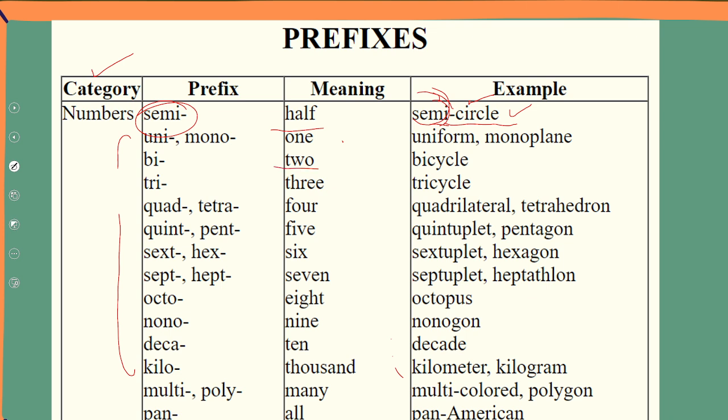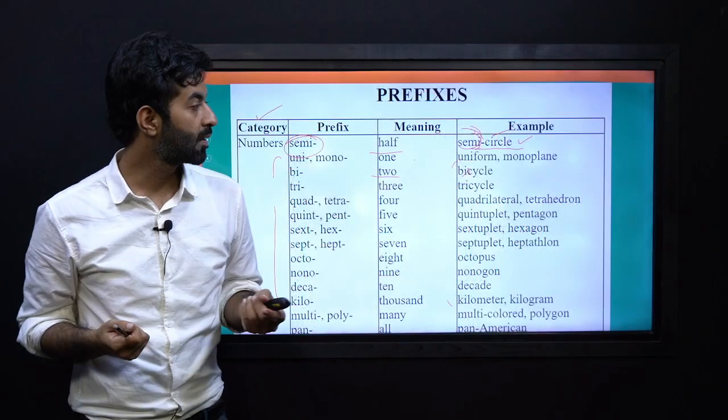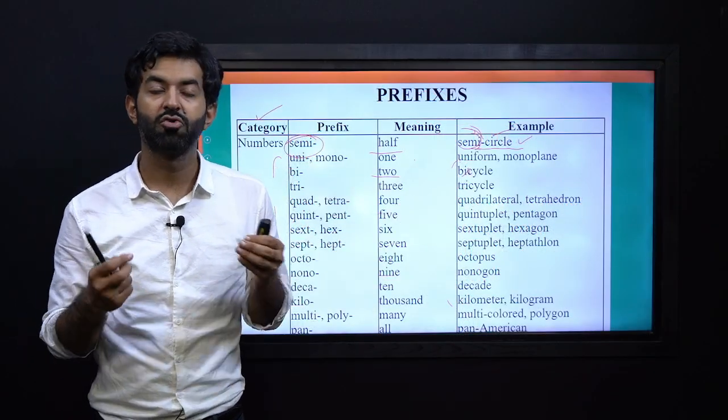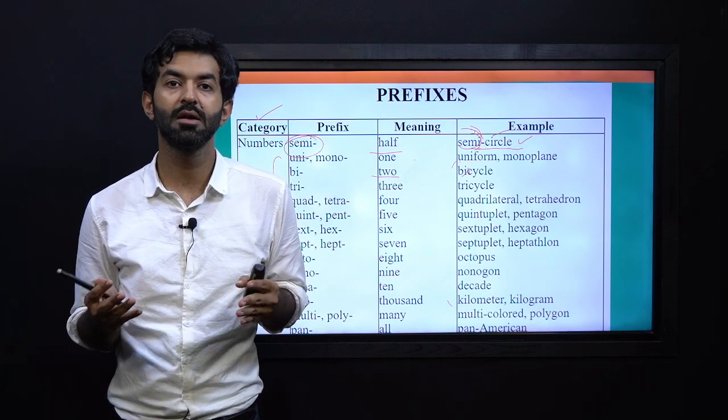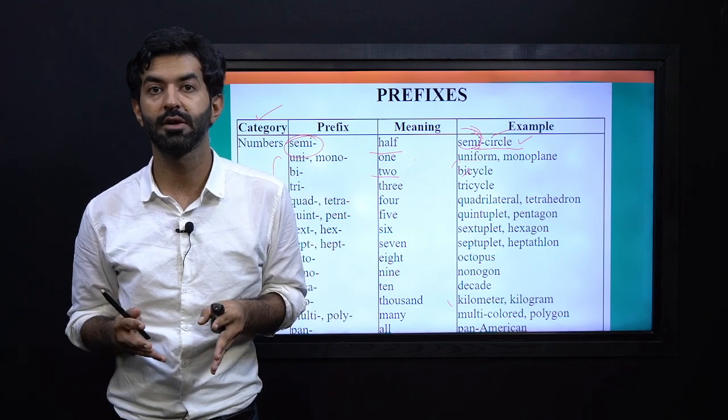Bi means two, bicycle, having two tires. Tricycle. Tri is our prefix. Cycle is the root word. Tricycle means a cycle with 3 tires.